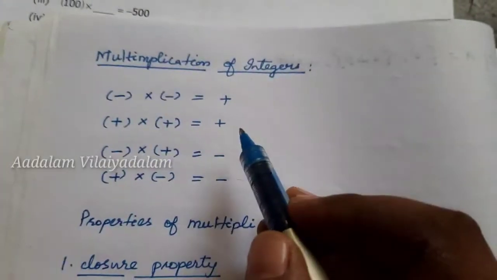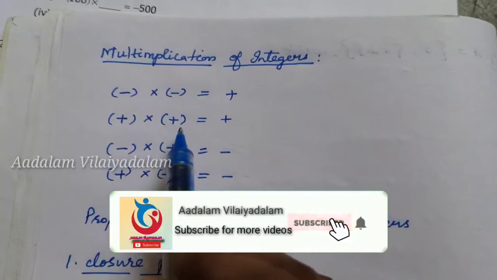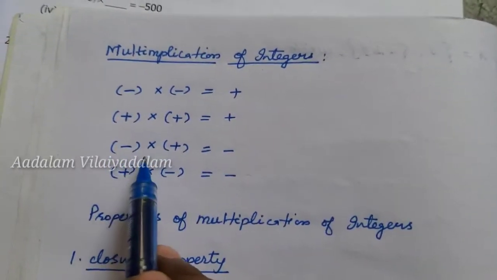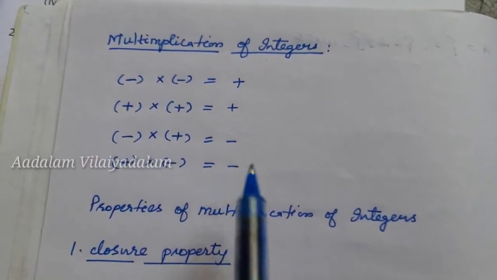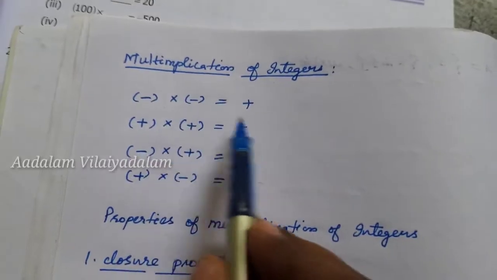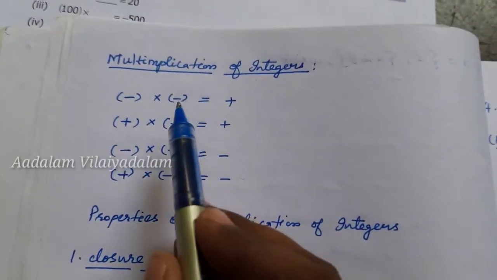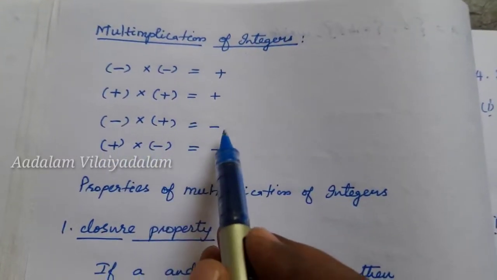So simply you can remember that minus into minus is plus, plus into plus is plus, minus into plus is minus, and plus into minus is minus. If the signs are the same, you will get a positive value, whether negative or positive. If the signs are different, you will get negative.